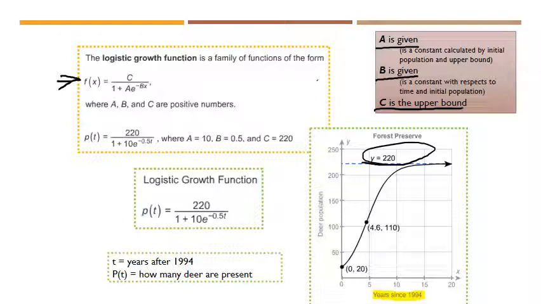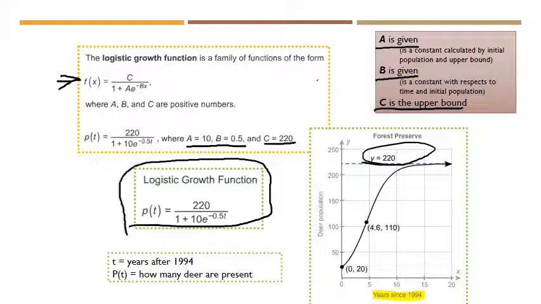So in this case, we have 19, and T is 1994, and then P of T is how many deer are present. Again, your A and your B are given, so you just plug those in. Then your top asymptote is 220, so you plug that in for C, and that's how you get the logistic growth function for this model: P of T equals 220 divided by 1 plus 10 e raised to the negative 0.5 T.